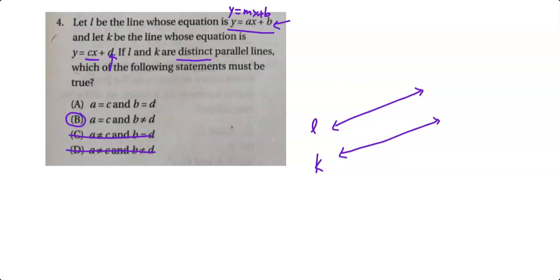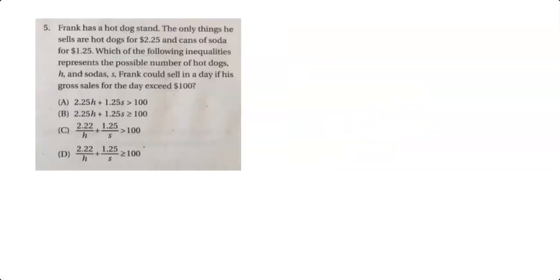Okay, moving on to number 7. Frank has a hot dog stand. The only things he sells are hot dogs for $2.25 and cans of soda for $1.25. Which of the following inequalities represents the possible number of hot dogs H and sodas S that Frank could sell in a day if his gross sales exceed $100?